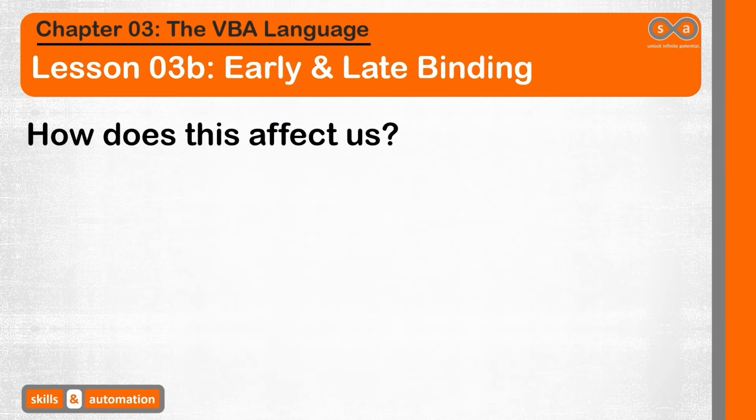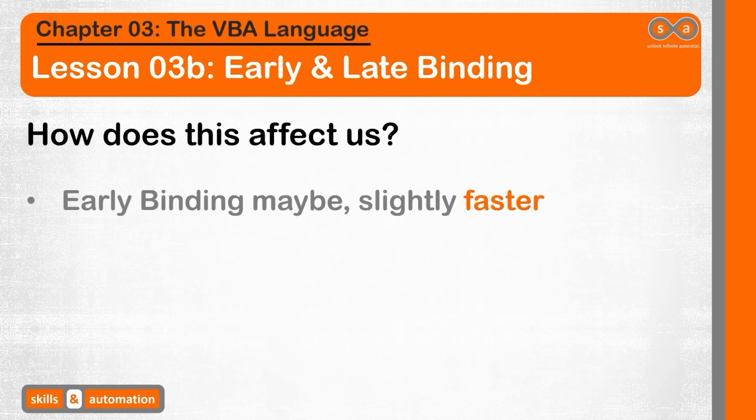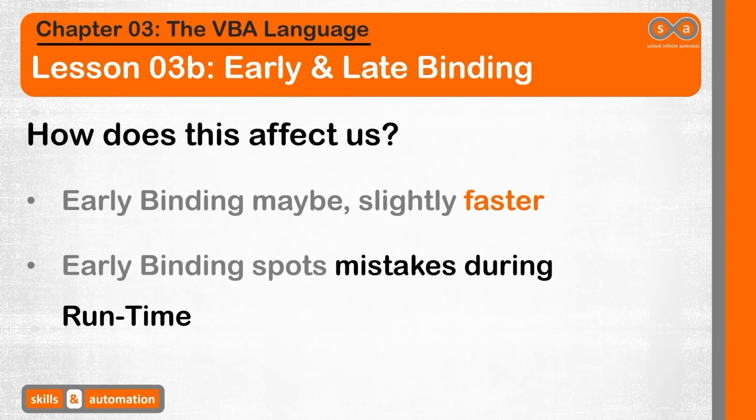But how does this affect us? Firstly, Microsoft documentation claims that early binding is faster since it doesn't have to perform any extra lookups such as during runtime. But frankly, the difference in speed between early and late binding is negligible. Secondly, early binding is better at spotting mistakes in our code. For example, if we have made a mistake, say naming a method, VBA will spot it at compile time.